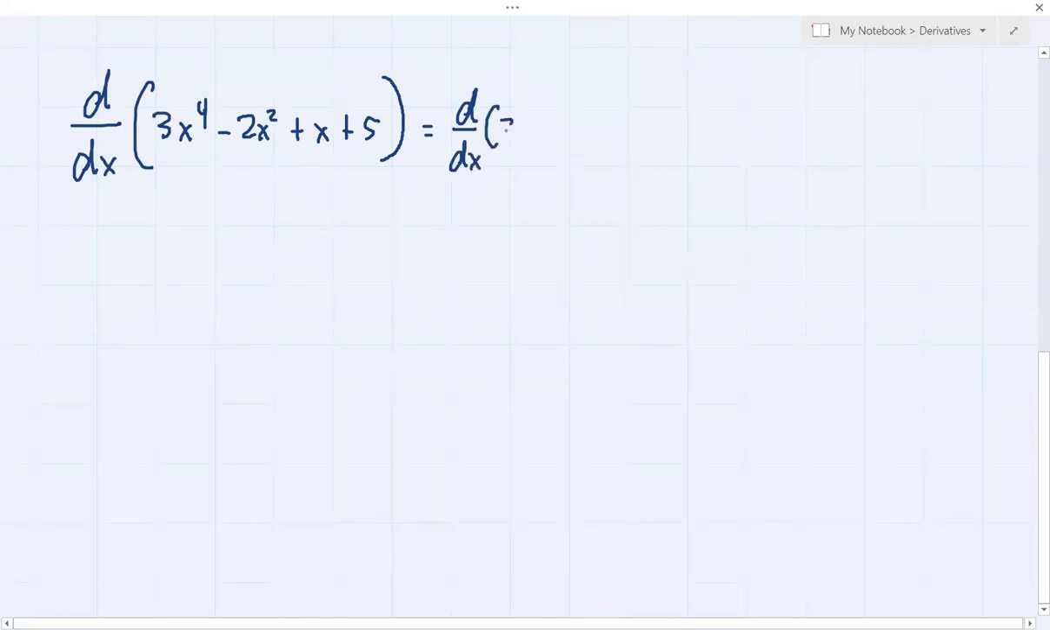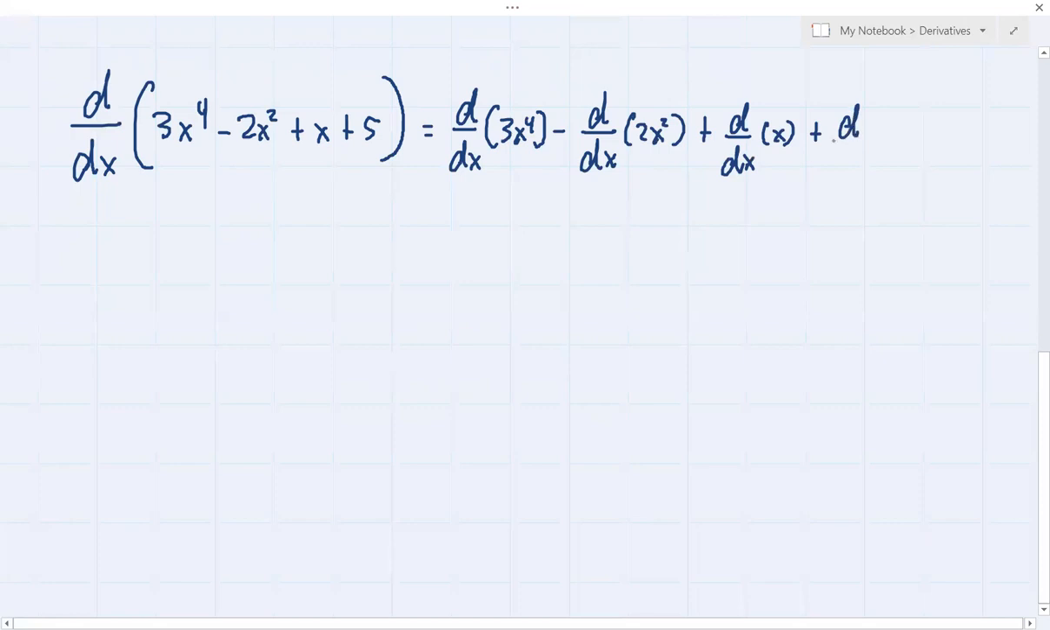derivative of 3x raised to 4 minus the derivative of 2x squared. Next, plus the derivative of x. And lastly, the derivative of 5. Ayan. So now let's take it slow.